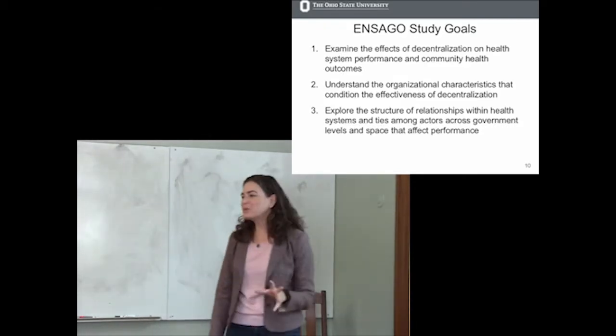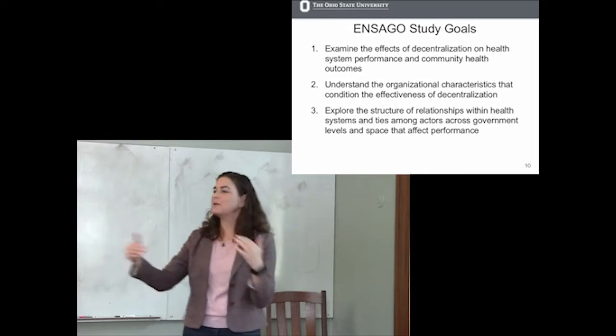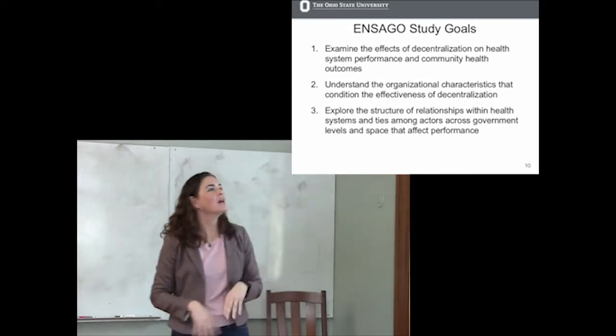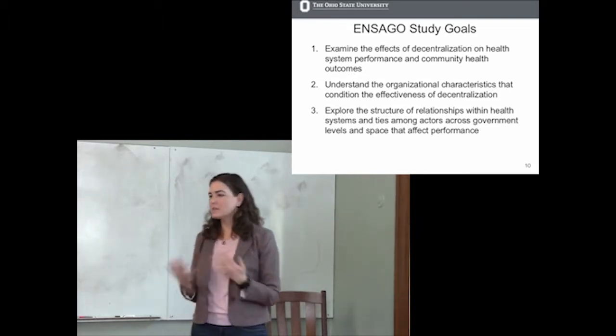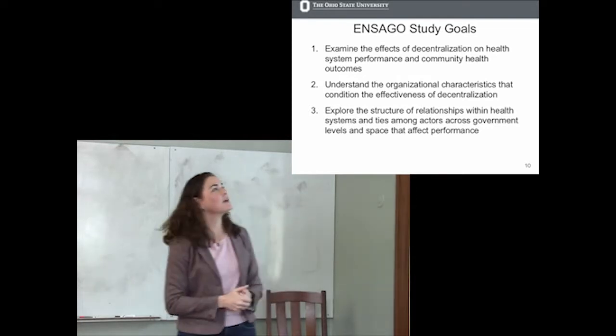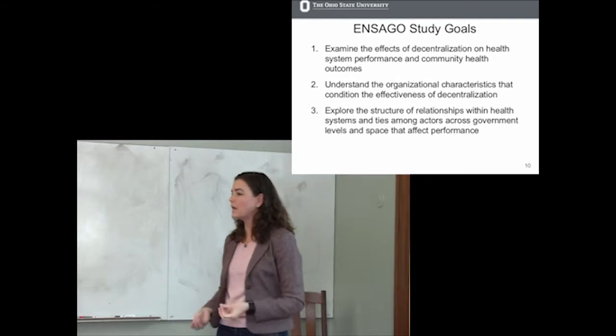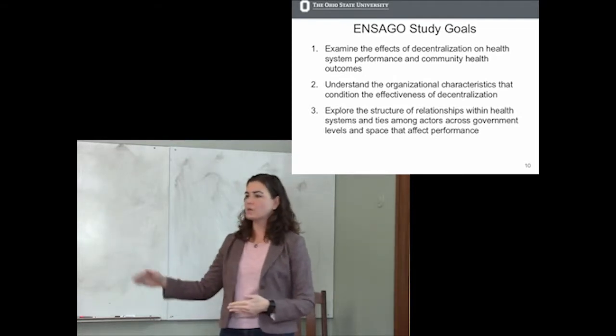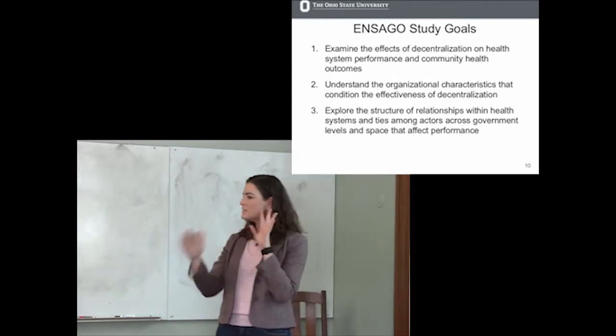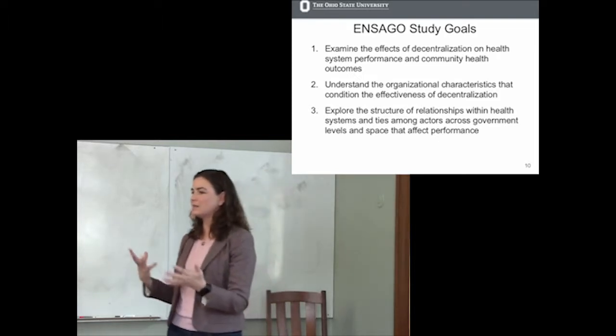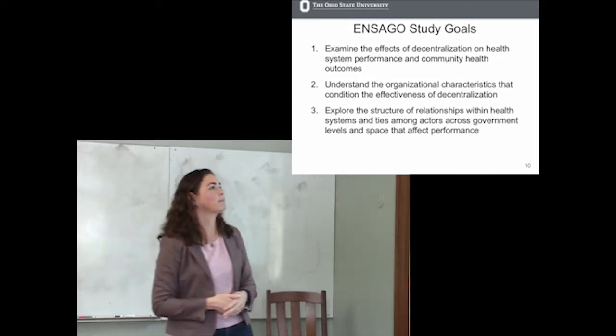so the study goals were kind of threefold. You have to have 3 study goals when you put in that proposal. The first, which is the one that was most near and dear to my heart, was that we needed to examine the effects of decentralization on health system performance and community health outcomes. Right? That's the basics. We gotta look at this and even see if health outcomes are changing over time as decentralization rolls out in this country.